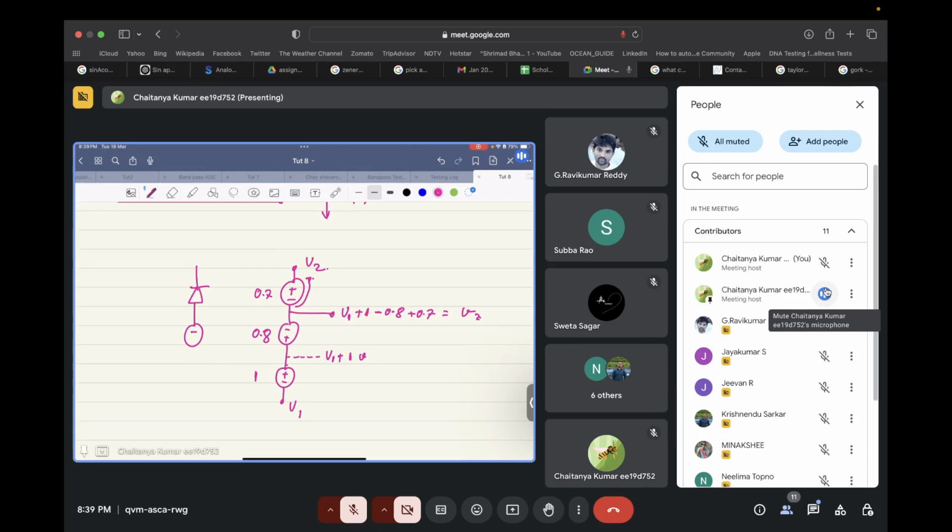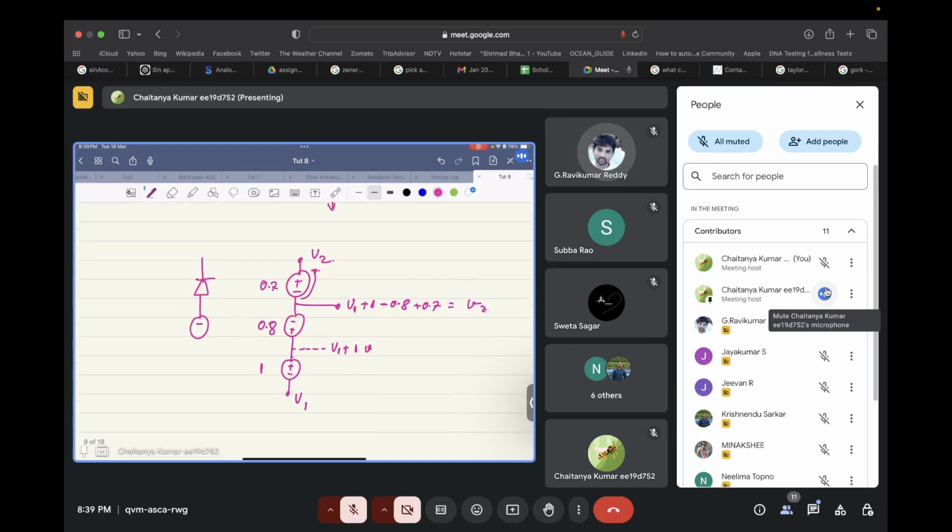Is it clear? Yes. Okay. Now let's say I reverse the polarity of this particular voltage over here. What will happen now? Minus 0.7 we will have, not at this node. So our V2 will be equal to V1 plus 1 minus 0.8 minus 0.7. Correct? You are clear till this point?